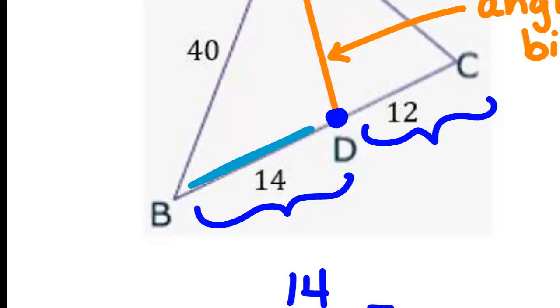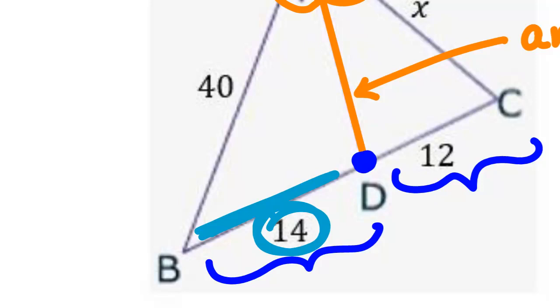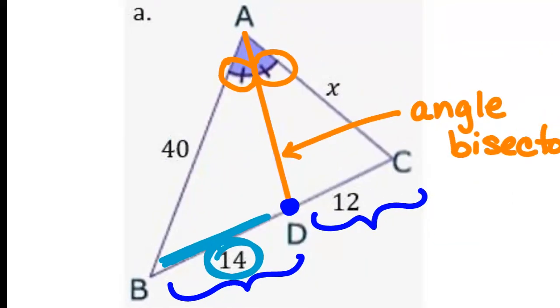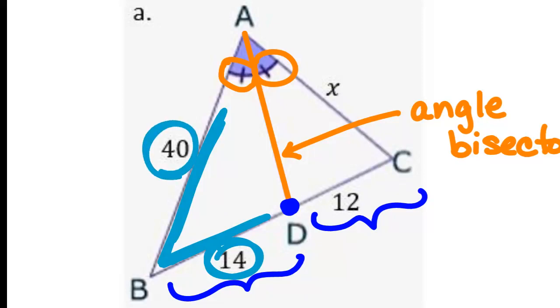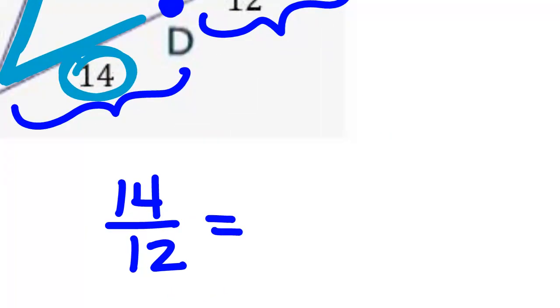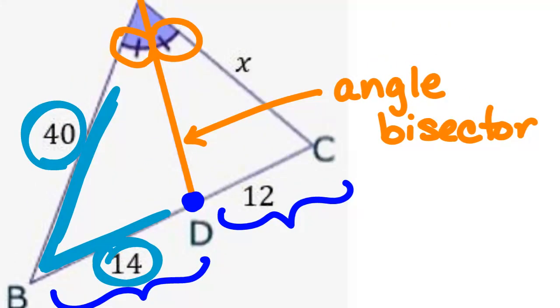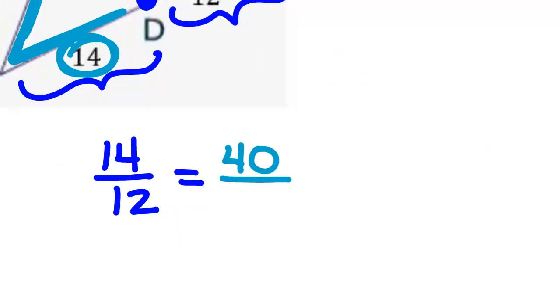So if 14 is on the numerator of my first fraction, then its adjacent side has to go in the numerator of the second fraction. What is adjacent to 14? 40. Remember, adjacent means next to or touching. So 40 would have to go in the numerator of my second fraction. And then 12 is in the denominator. What is adjacent to the 12? X. So that would have to go in the denominator of my second fraction.